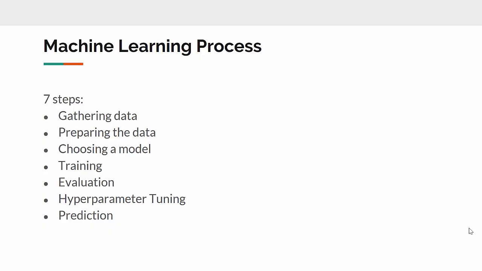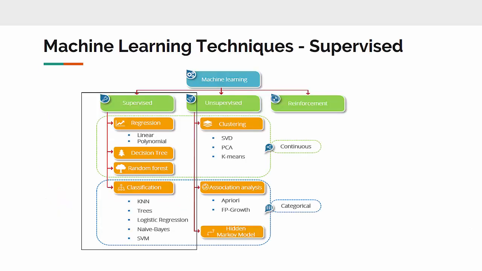In the last video, we watched as AI engineer from Google, Yufeng Guo, ran us through the 7 steps that are required to solve a business problem using machine learning. They involve gathering the data, preparing it, choosing a model, training, evaluation, hyperparameter tuning, and finally prediction. In today's lesson, we will dive deeper into the techniques.